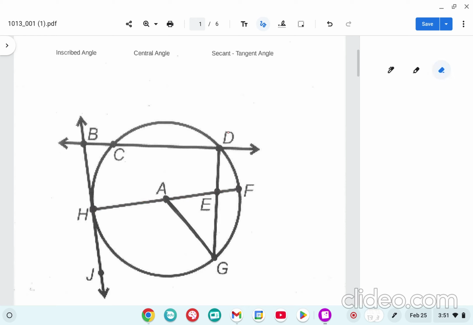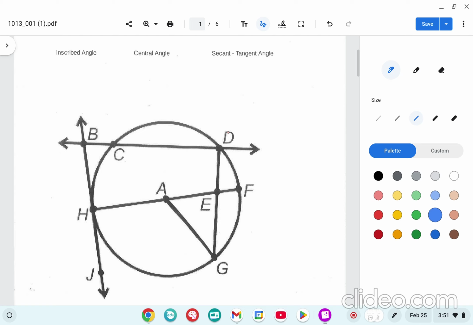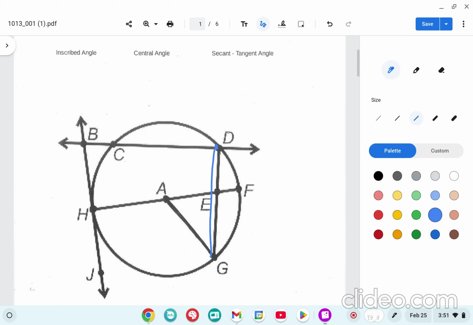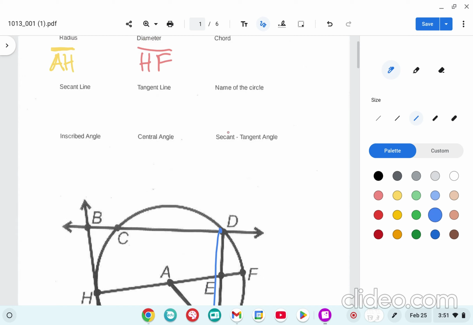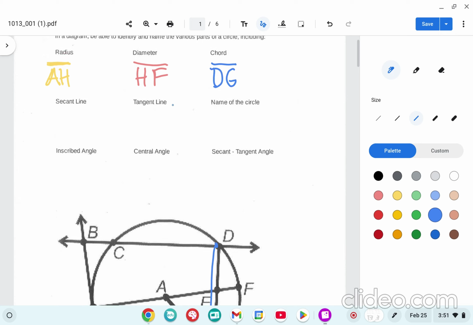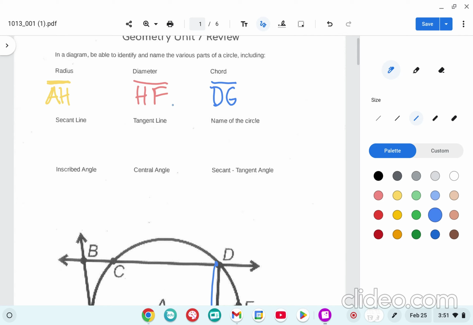So looking at chords. A chord is a line segment connecting two points on the outside of the circle that is not the diameter. We have an example here, DG. DG connects two points on the outside of the circle, but it is not a diameter. So we're going to say DG, and we're going to use our line segment symbol to show that that is the answer to the example of a chord in the diagram. So again, just want to note all three of these are line segments, and so their answers look similar. They all have two letters with the line segment symbol above it.